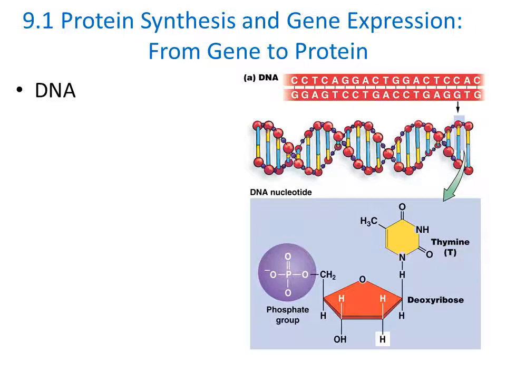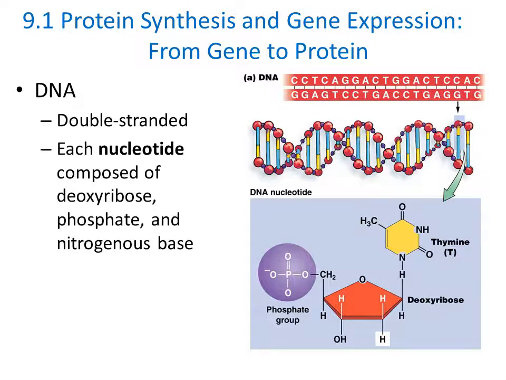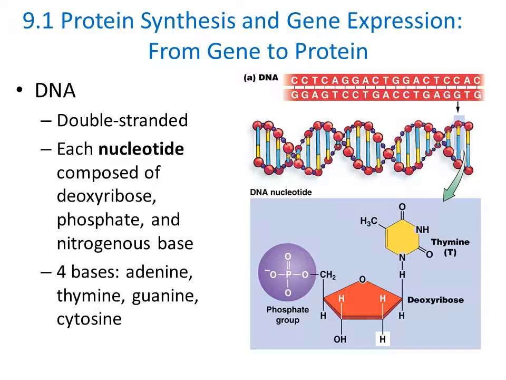DNA, by way of reminder, is double-stranded, as we've talked about. Each nucleotide contains a deoxyribose, that specific sugar lacking the oxygen. It also includes the phosphate backbone, shown here in purple, as well as one of four nitrogenous bases. Those can be either adenine, thymine, guanine, or cytosine.